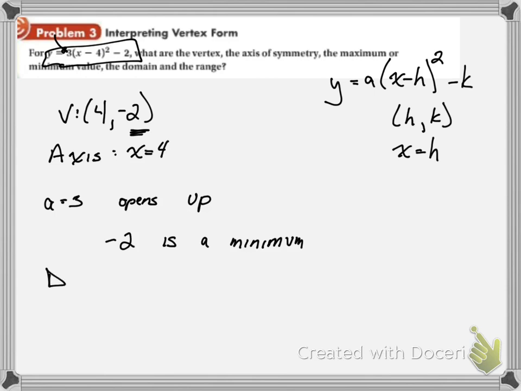My domain is all real numbers because I can plug anything into there. And there's no restrictions on what I can plug in. What about my range? My range is not all real numbers. Why? Because negative 2 is a minimum value. Since that's the smallest it can be, my range has to be bigger than or equal to negative 2, because that's the smallest, minimum being smallest.